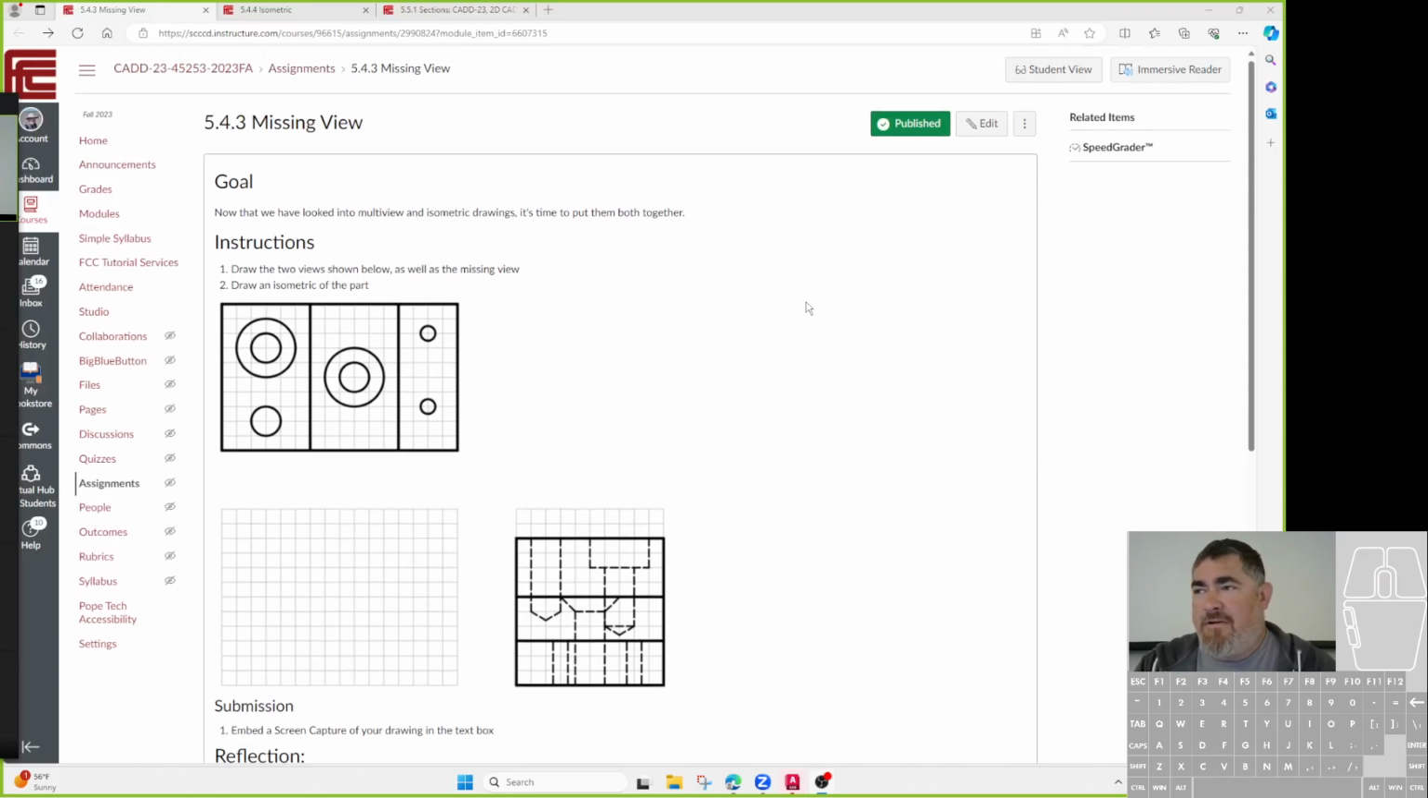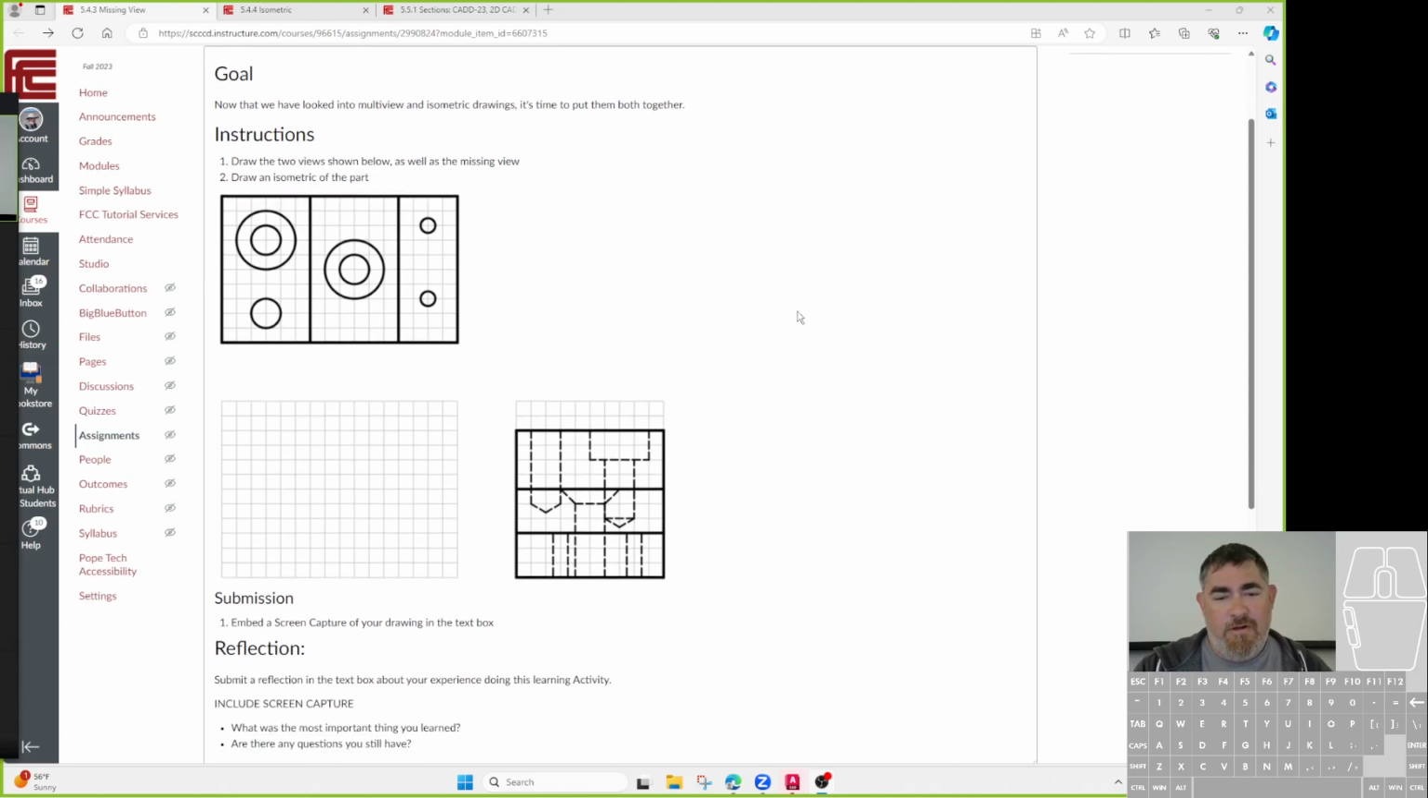This is the next assignment to be working on, so 543. We've done some stuff on creating multi-view drawings from isometrics. We've created isometrics from isometrics. Now we're going to see where it goes. Here I've given you two views, and you're going to need to finish this view here, and also create an isometric of this part. Okay, does that make sense?